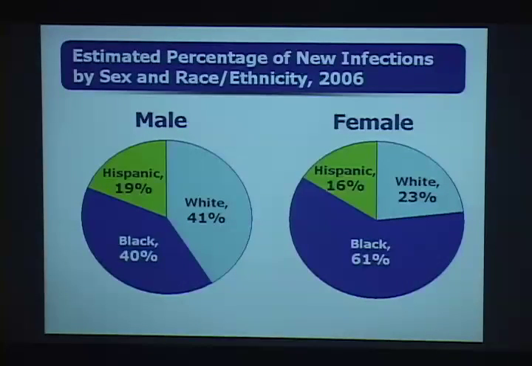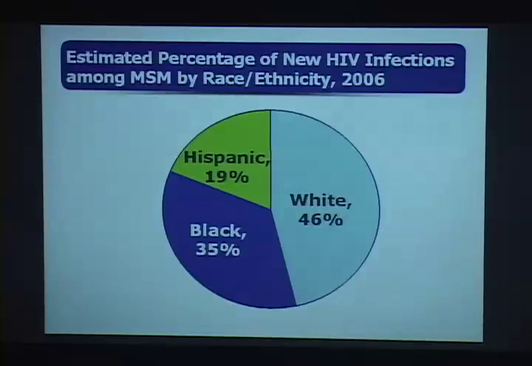When we look at the distribution of new infections by gender, again, we see this tremendous burden of disease which is occurring among black women, especially. About 61% of new HIV infections among women are occurring among black women. About 40% of infections among men are occurring among black men. Among men who have sex with men as a group, the new data from CDC suggests that we are seeing tremendous infections which are occurring among black gay men. So despite the fact that MSM make up only about 2 to 3% of the US population, and despite the fact that black MSM are a relatively small proportion of MSM in general, we see a tremendous burden of disease occurring among black MSM. And nearly half of new infections among MSM are occurring among white MSM, approximately 19% among Hispanics.